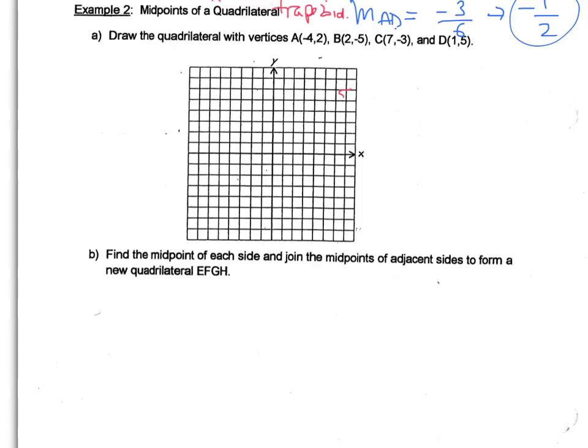Example 2 looks at the midpoints of a quadrilateral, and I'll show you something briefly in class this week, a demonstration of what happens when you join the midpoints of a quadrilateral. It's pretty neat. We're going to look at the 4 points given in this question, and we're going to plot them on a graph. So negative 4, 2 is right there. Make sure you label your points with their coordinates as well. So A is negative 4, 2. B is 2, negative 5. So right down there. C is 7, negative 3. And D is 1, 5.